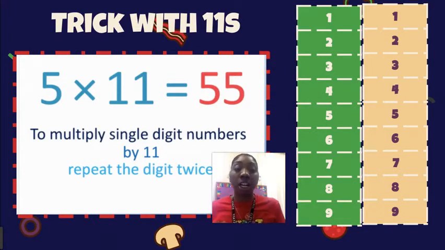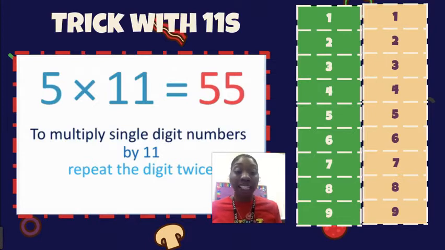So let's take a closer look. 1 times 11 is 11. 2 times 11 is 22. 3 times 11 is 33. 4 times 11 is 44. All we do is repeat the digit that we are multiplying by twice. So let me ask you, what is 6 times 11? Great, 66. What is 4 times 11? You got it, 44. What is 9 times 11? You got it, 99. All you do is repeat the digit twice.